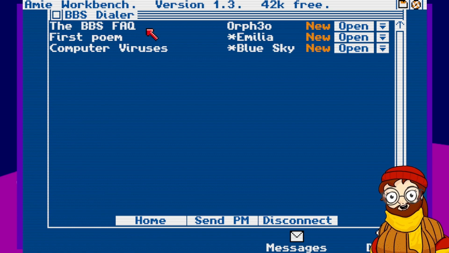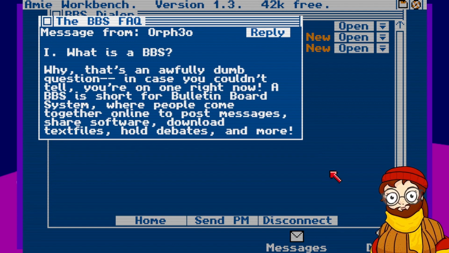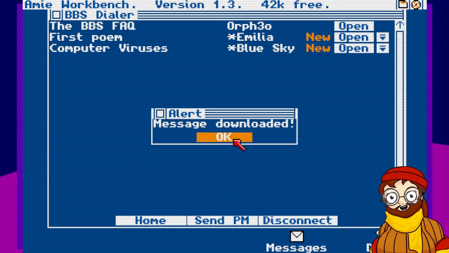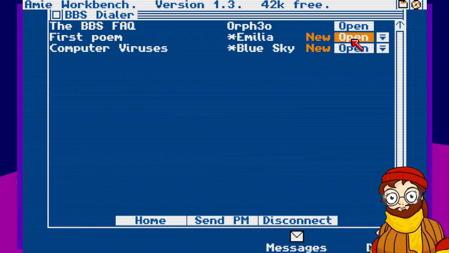Messages. The BBS FAQ by Orfeo. Message from Orfeo. 1. What is a BBS? Why, that's an awfully dumb question. In case you couldn't tell, you're on one right now. A BBS is short for Bulletin Board System, where people come together online to post messages, share software, download text files, hold debates, and more.